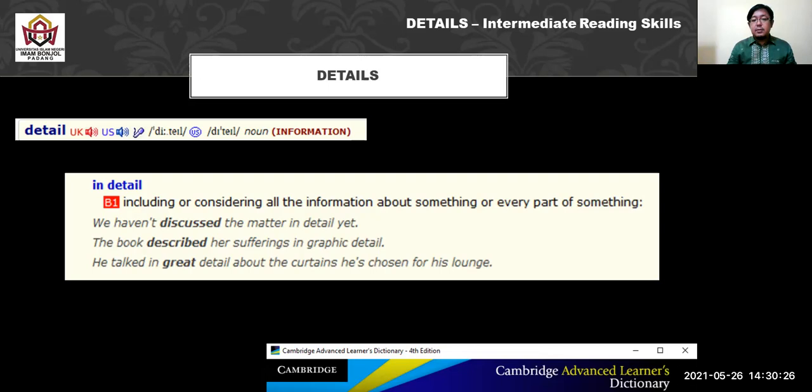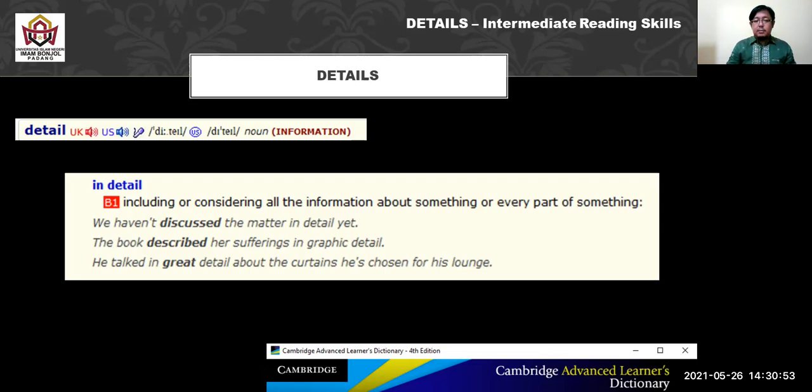Including or considering all the information about something or every part of something. Now, this is in detail. Here it means in detail. We haven't discussed the matter in detail yet. The book described her sufferings in graphic detail. He talked in great detail about the curtains he's chosen for his lounge.